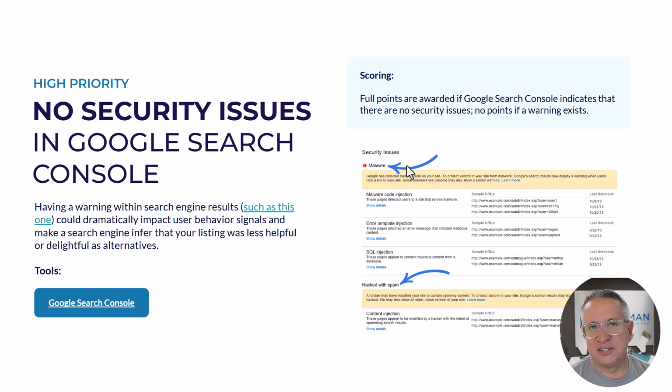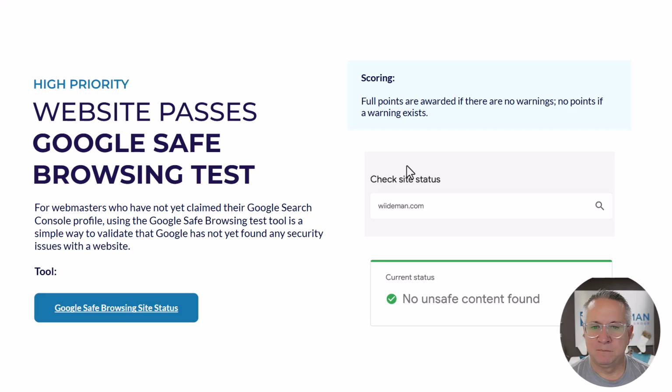No security issues in Google Search Console as well. Make sure that there isn't any sort of site compromised, any hacks or malware. Run some security checks. You can use Google Search Console to look to see if there's any errors, but there's a lot of third-party tools you can use as well. We want to make sure our website passes all the safe browsing tests. So there are multiple tools out there that you can use. Simply do a search for safe browsing tests at Google, and you'll find that URL.